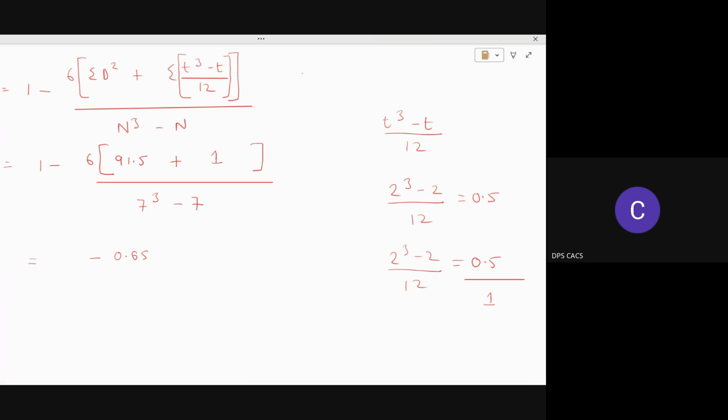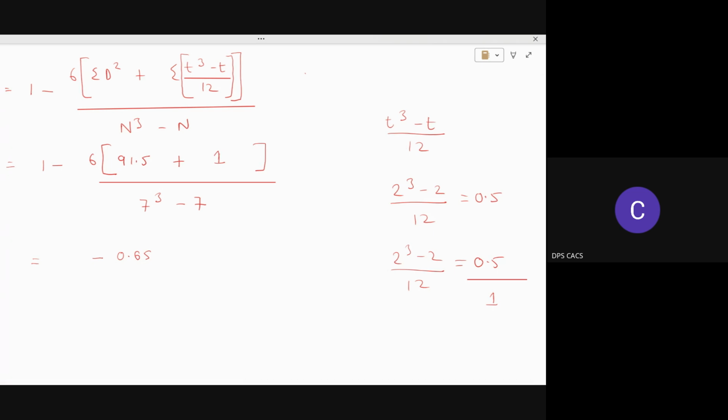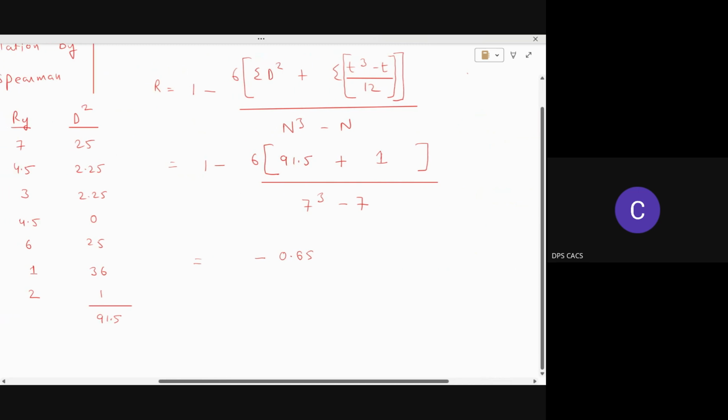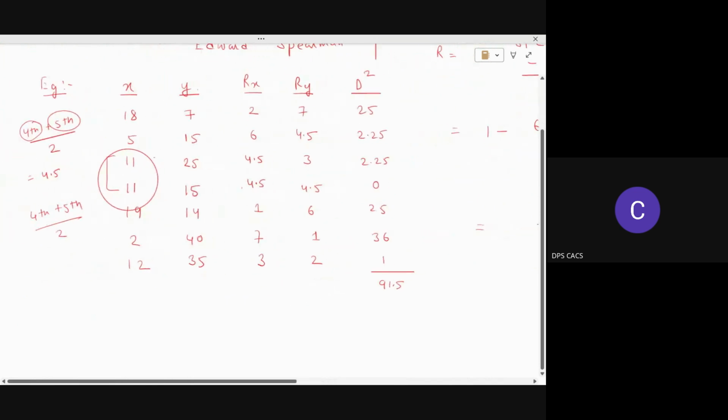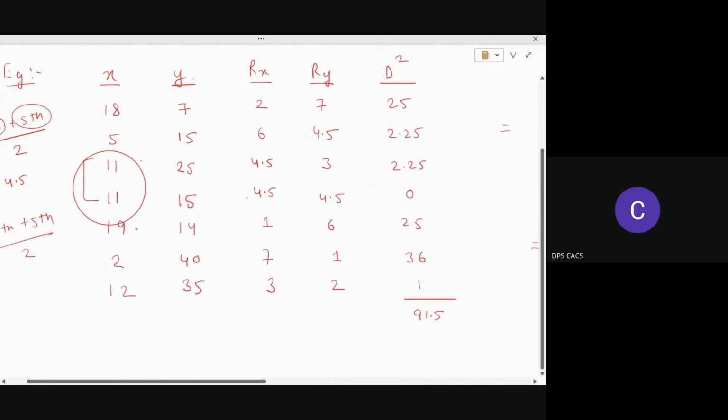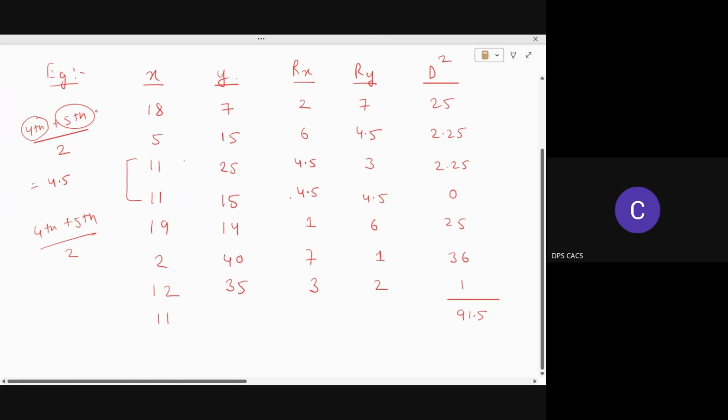Now a few questions may be there in your mind. I am not coming to the first question, which you will mostly skip. The main question is, sir, if there are 3 similar values in the same column, suppose there is one more 11, then what will I do? 4th plus 5th plus 6th divided by 3. Are you okay with this? If I have one more value 11, then in giving the rank I will take 3 ranks. Divide by 3.